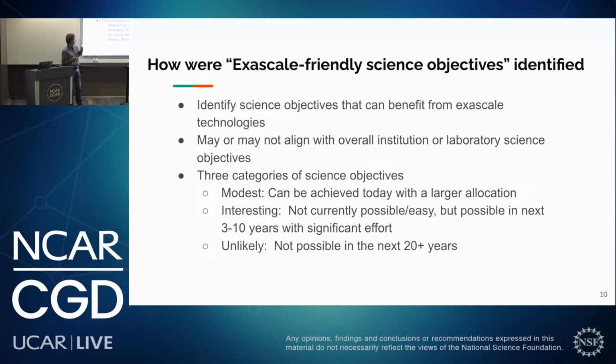And we broke these down into 3 categories of science objectives: modest, which could be achieved today but with a better allocation next year. We thought these were kind of uninteresting. There was the unlikely, which is not going to happen probably in the next 20 plus years. But the interesting is currently not possible or easy, but possible in the next 3 to 10 years with significant effort. So this is where we're going to focus in the next slide.